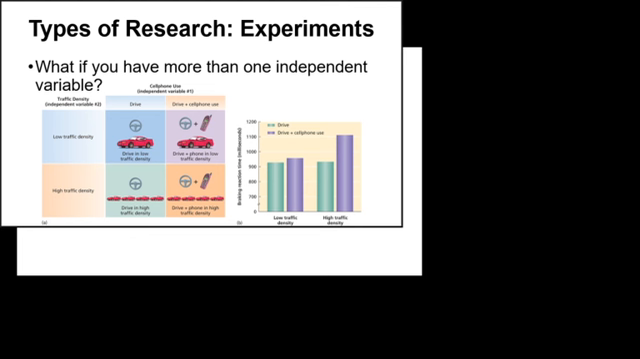So we wouldn't have known that there's an interaction if they had just tested high and low traffic density and just tested distracted driving versus not distracted driving. But by testing both together, we get that more full picture.